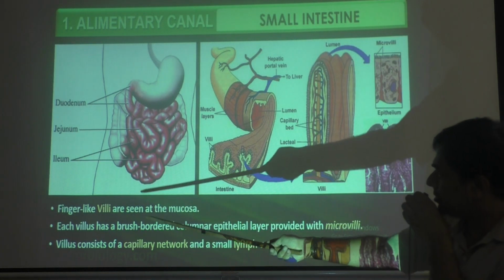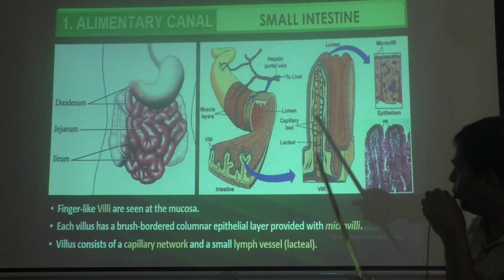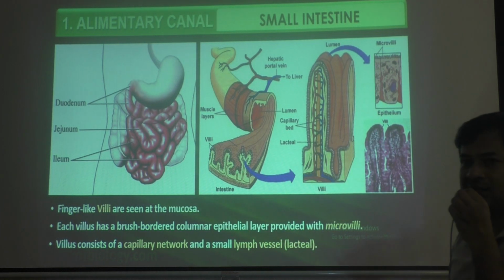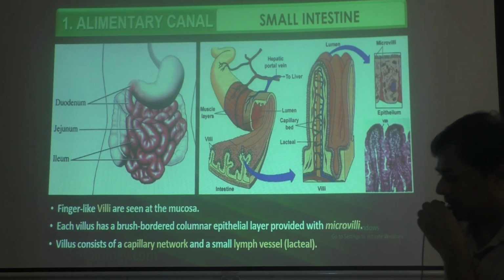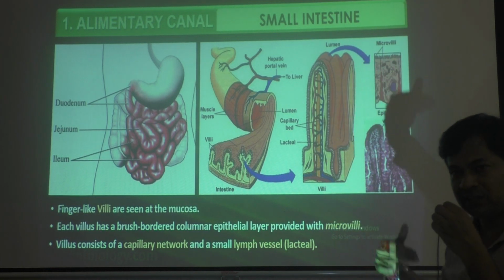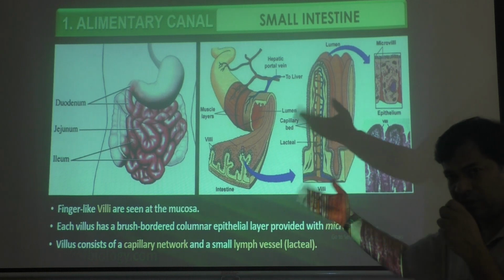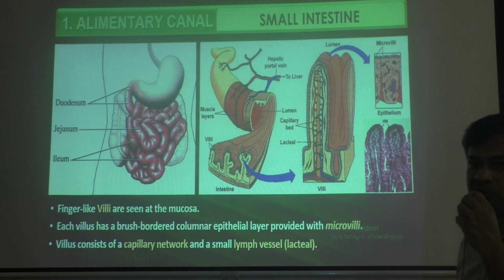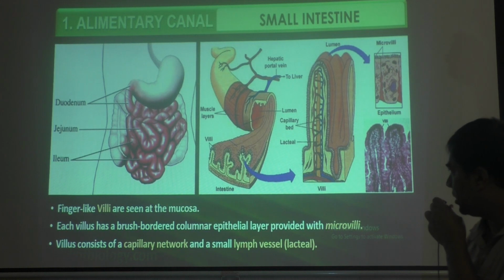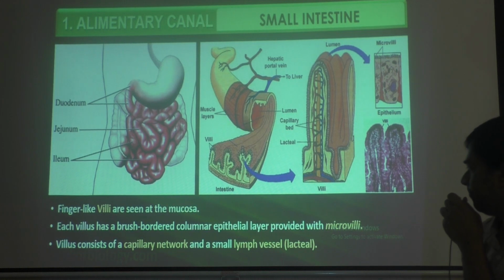So finger-like villi are seen in the mucosa layer, that is the innermost layer of the intestine. There are 4 layers, one after the other, in the intestine. We are going to learn the next part. The innermost layer of the small intestine is called mucosa. The mucosa lining has villi.